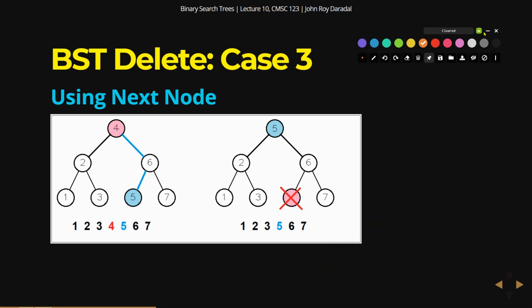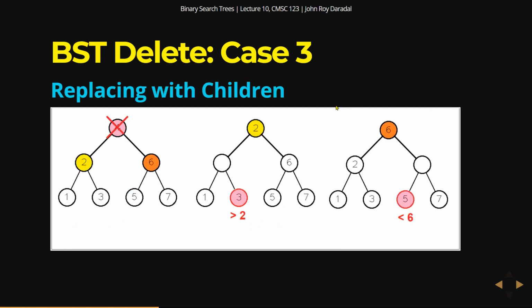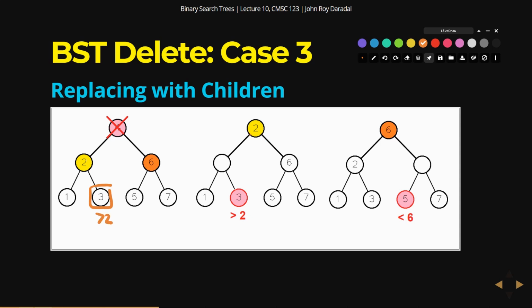Now, what would have happened if we replaced it with the children? What if we deleted 4 but then we replaced it with not the next node but the left child, for example? If we elevated the left child, then there will be a violation, because here 3 was on the right of 2, so this one is greater than 2, right? But if you elevate 2 here, then 3 is still on the left subtree, but it's greater than 2. So this is wrong because everything that's greater than 2 should be on the right subtree, right? So this is a violation.